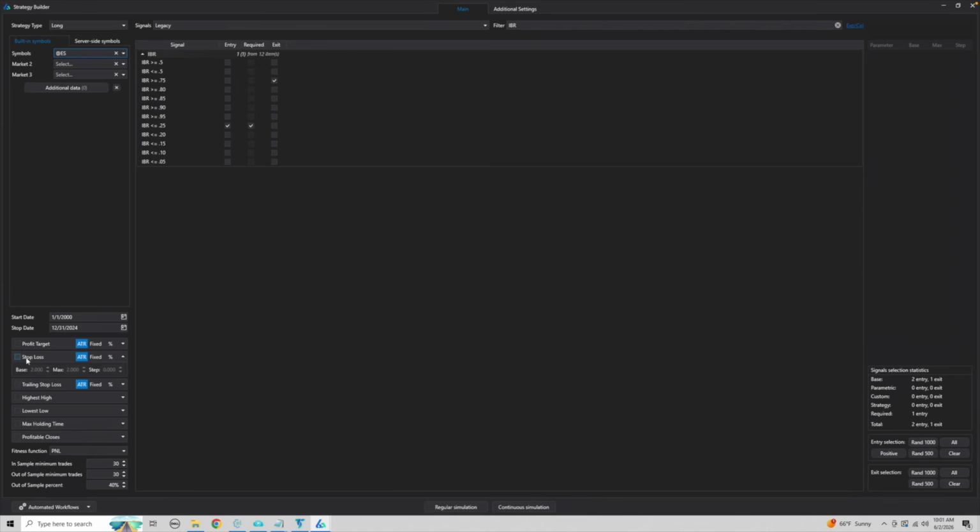We don't have anything else here. We have no stop loss. The fitness function is P&L. For minimum trades, in sample we want 30, out of sample we want 30. And I'm going to actually change this to 50% for the out of sample percentage. Those don't matter too much at this point, other than we can see that the out of sample percentage is going to be 50% of our entire historical data here, which is exactly 24 years.